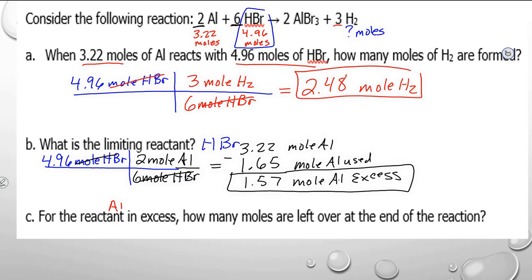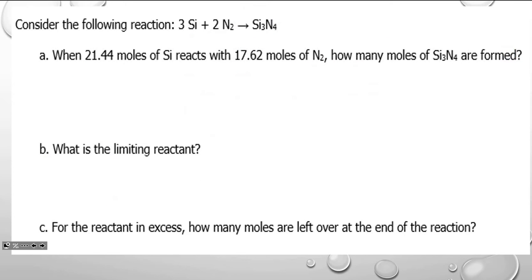Okay, so for the next one, okay, this one right here, let's look at this one. So on this one, we've got 21.44 moles of silicon, and we have 17.62 moles of nitrogen, and they want to find out how many moles of trisilicon tetranitride there are. Okay?